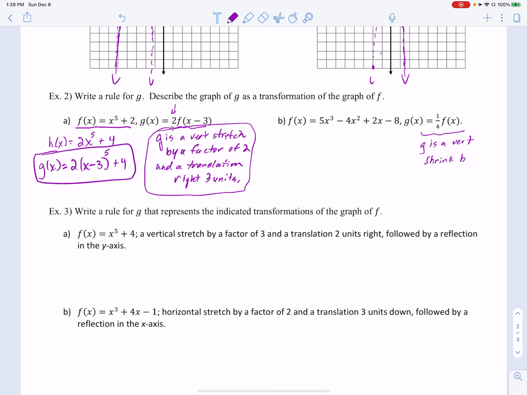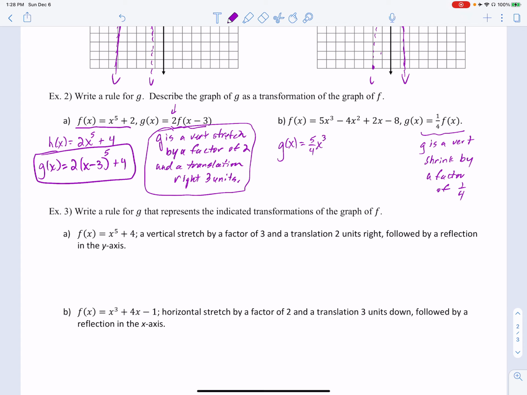By a factor of 1/4. And that means you just need to multiply f of x, all terms of f of x, by 1/4. So that's just one transformation. We can do it all at once. So I would write them with decimals.